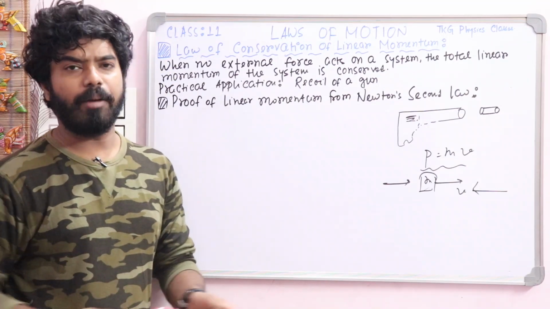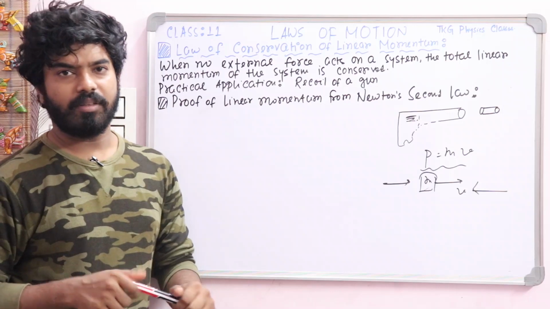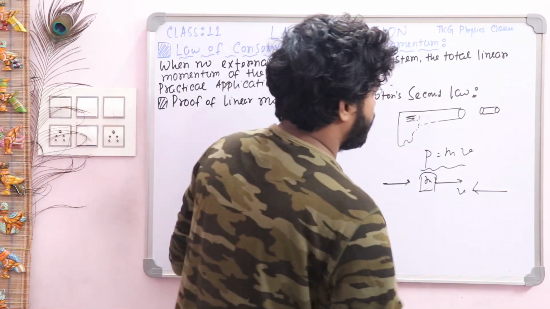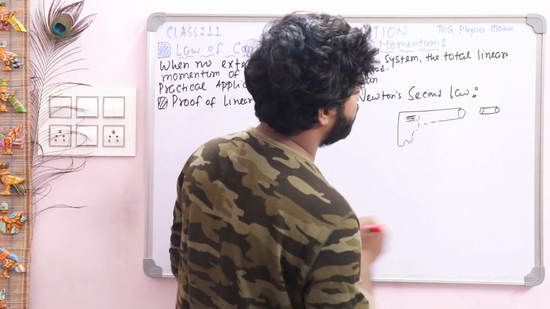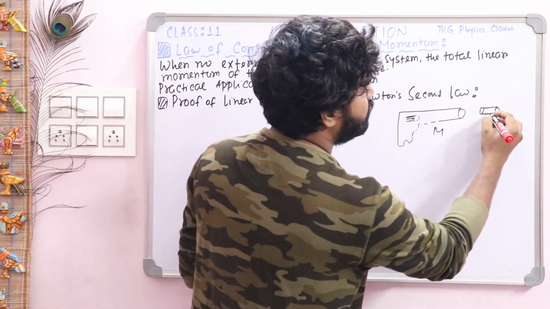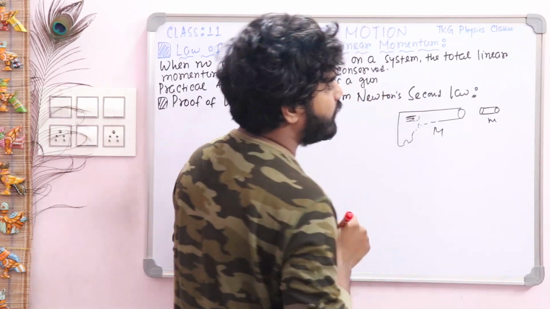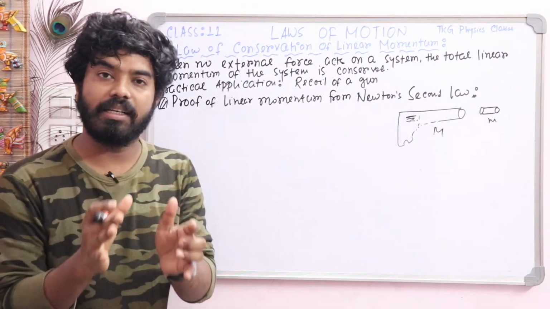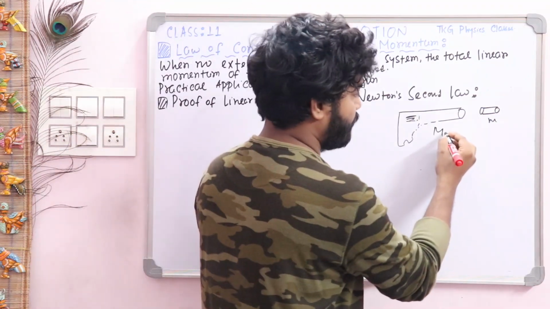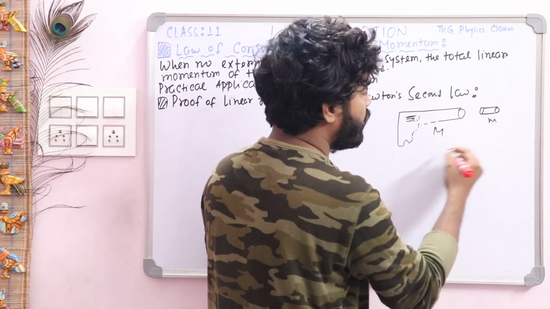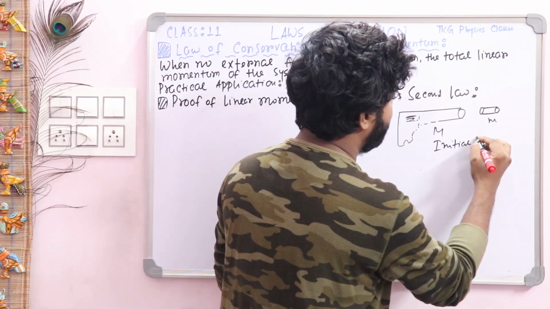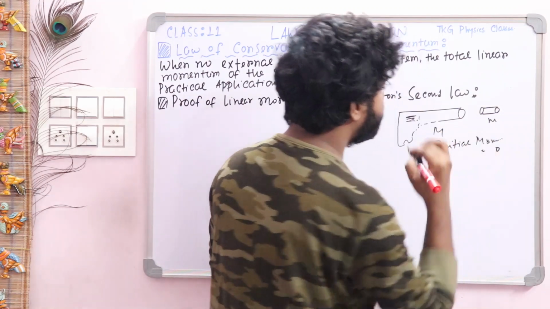Now there are several applications of the conservation law of linear momentum. One important application is the recoil of a gun. You see, this is a gun of mass capital M, and this bullet has mass small m. Initially both are at rest. So what is the initial momentum? Initially the velocity is 0 for both, so the initial momentum is 0.